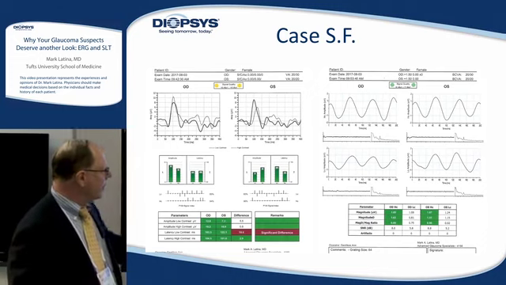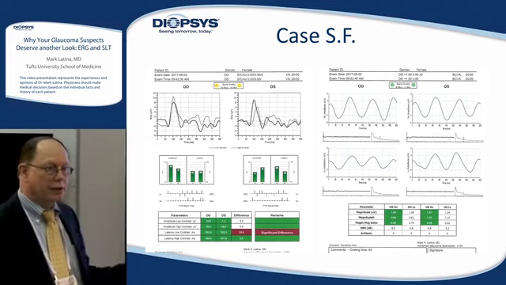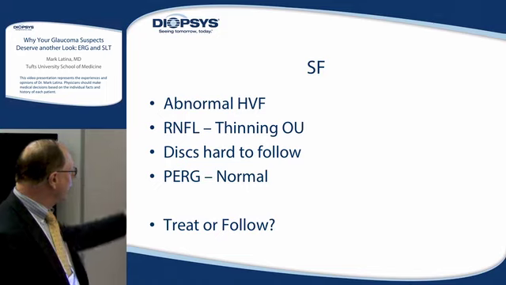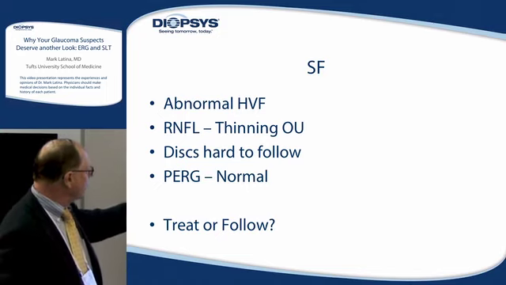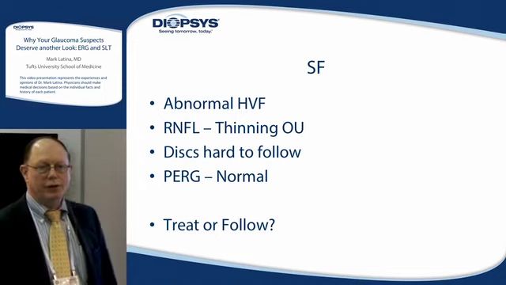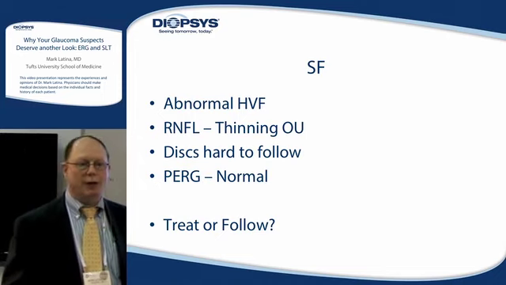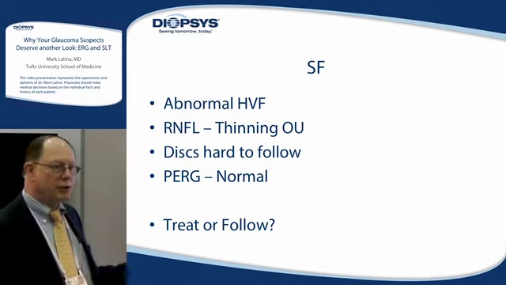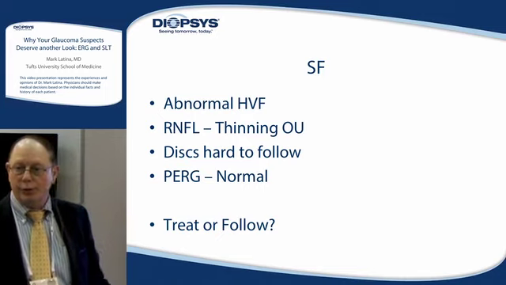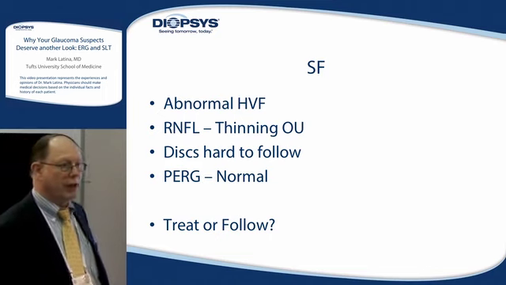So in this case, I think this really helps us a great deal in deciding the treatment for this patient. So abnormal thinning, retinal nerve fiber layer thinning, disc hard to follow, PERG normal. We would just follow this patient at this point. So at least we can be comfortable in this. And what we would be doing is repeating this PERG on a yearly basis. So we repeat the PERG once a year in this patient.